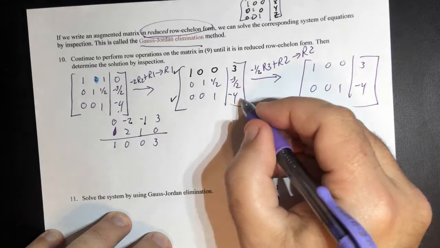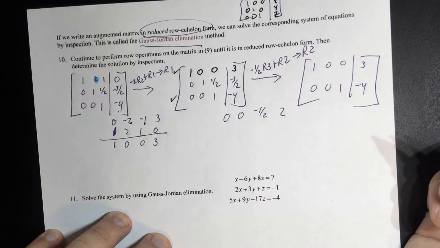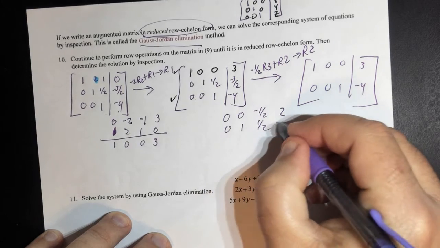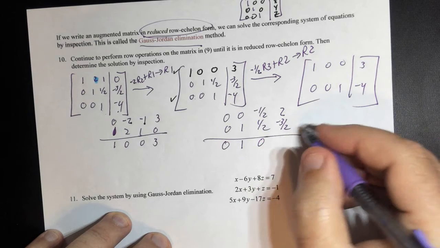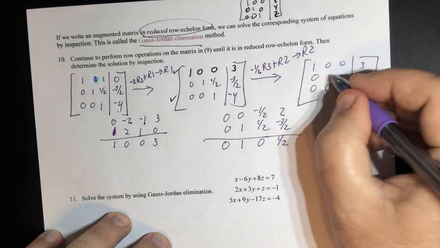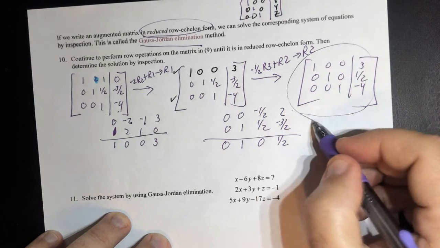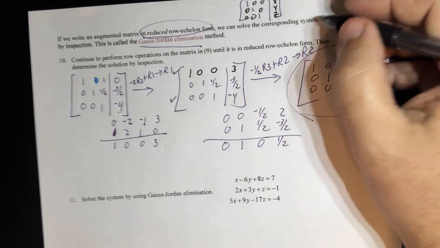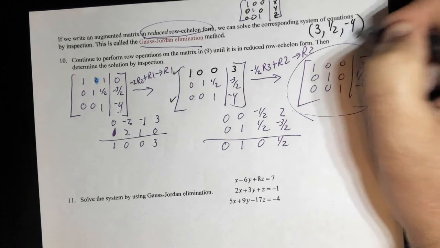So I'm going to multiply this row by -1/2, so it'll be 0, 0, -1/2, 2. We're going to add it to this: 0, 1, 0, 2, plus 3/2. This would be 4/2, which would be 1/2, which gives me 0, 1, 0, 1/2. And so that is your row echelon, which gives me again my answer that I had before: 3, 1/2, -4. That is our ordered triple.